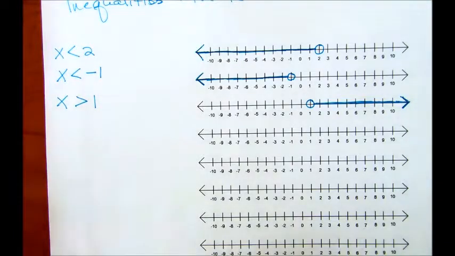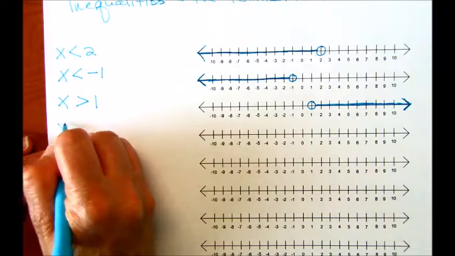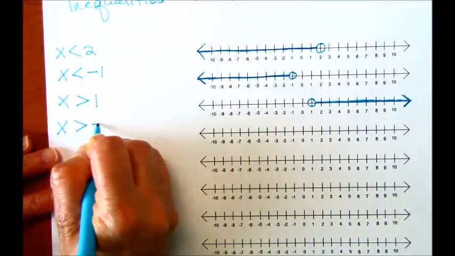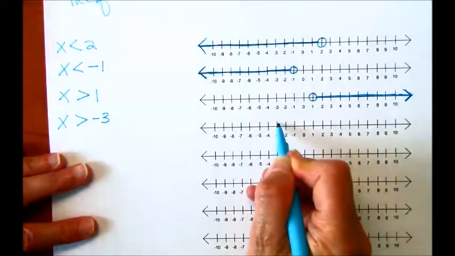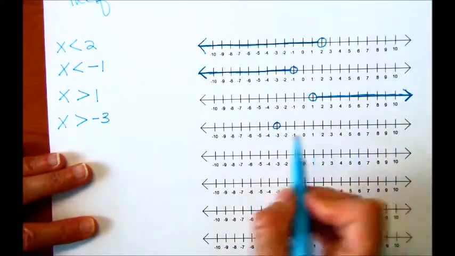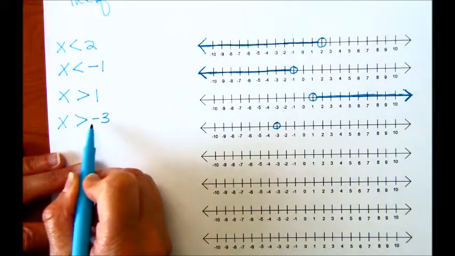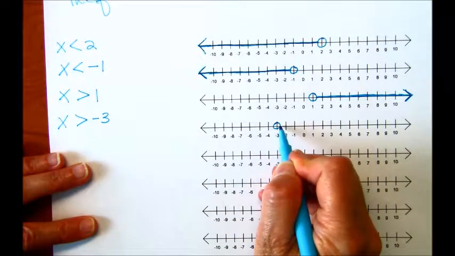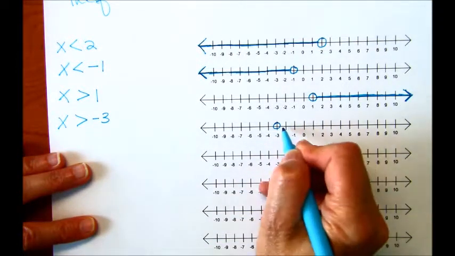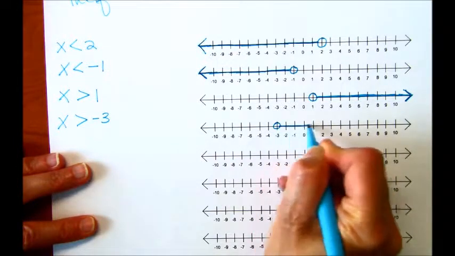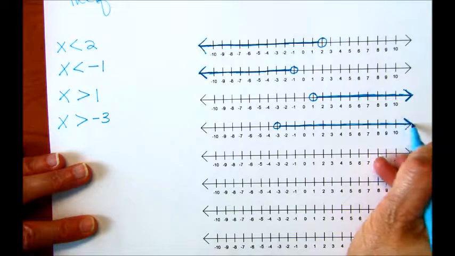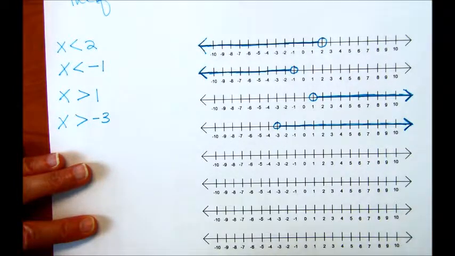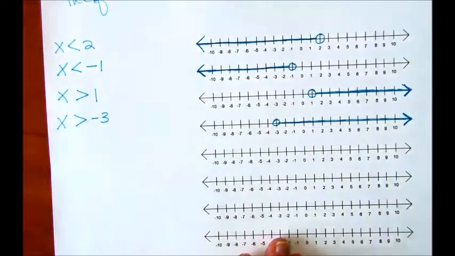Okay, let's do another one. Let's say we have x is greater than -3. Okay, here's -3, open circle, any number larger. Okay, so -2.99, that's going to work. Any of these numbers are a possible solution. All right, let's keep going.